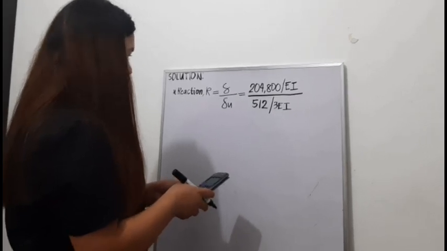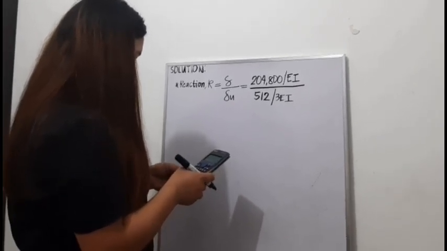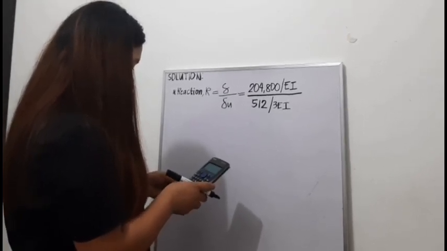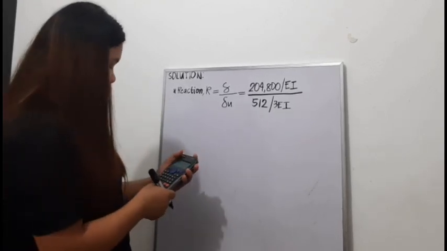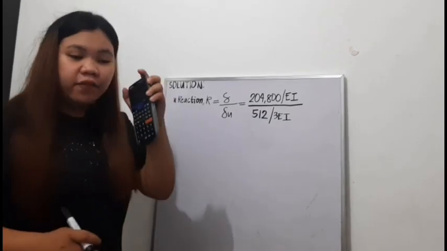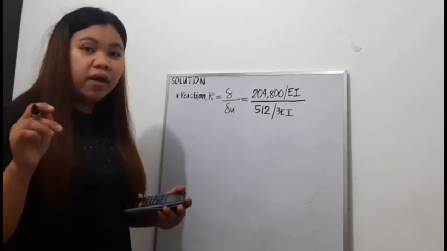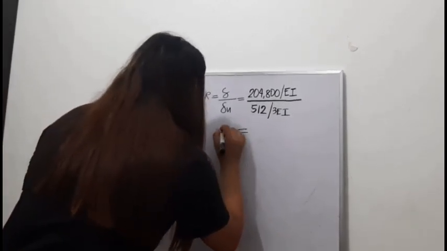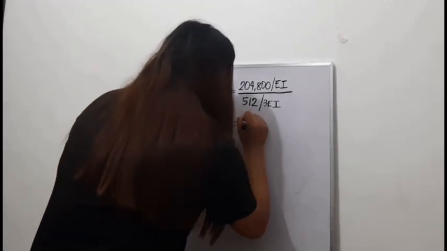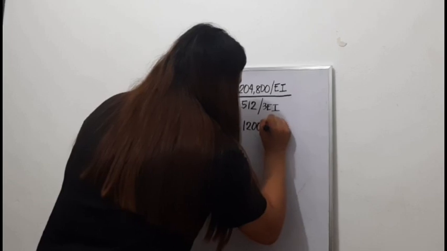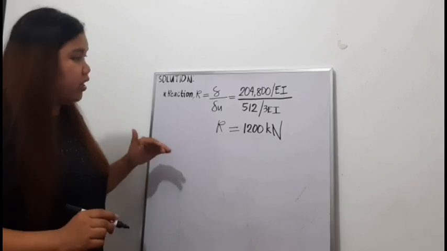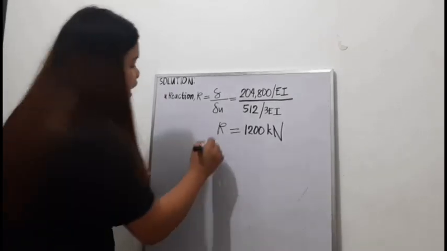So for that, we're going again to calculate it with our calculator. 204,800 divided by 512 over 3. The answer for it is 1,200 kN. So our reaction, or R, which is represented in our solution, is 1,200 kN. This is our answer in finding our reaction.